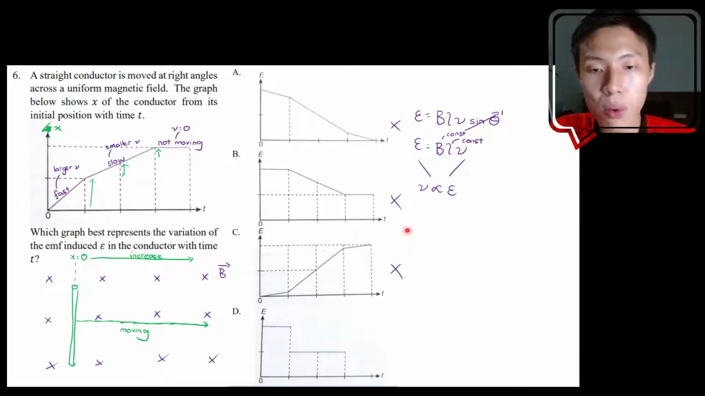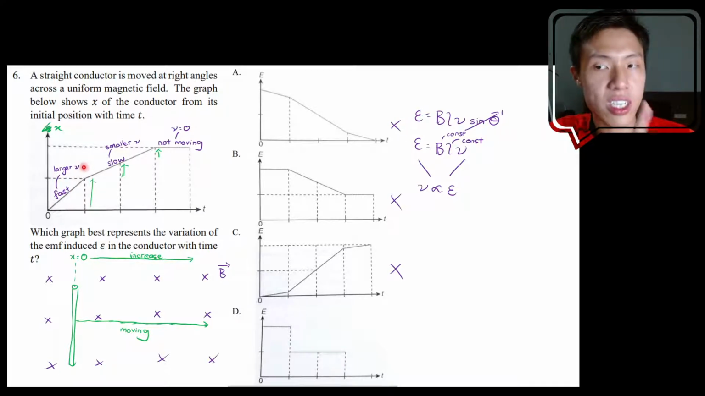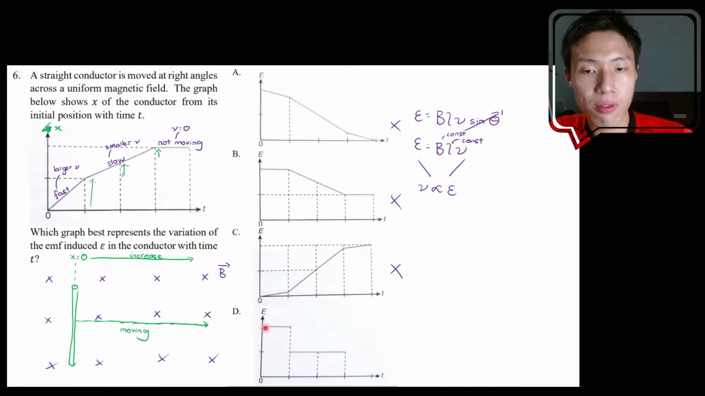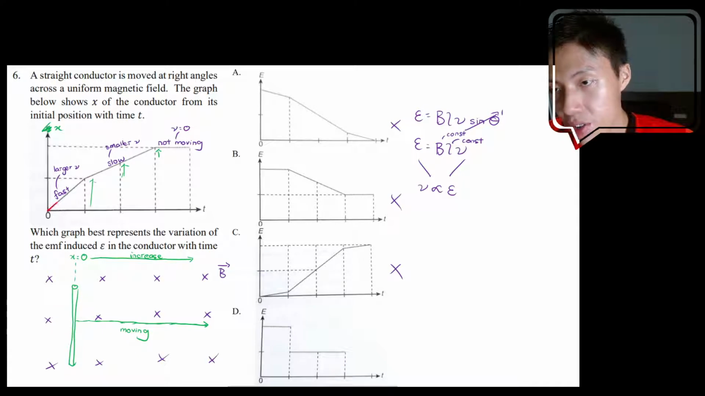Okay, I want to emphasize, why do you see a straight line over here? It's because the gradient is not changing. It's a fast moving straight conductor. It has a large V, but the V is not increasing and not decreasing. The V is a constant V. That's why the V is constant, that's why the epsilon is constant. The EMF is constant. Again, I want to emphasize, if you look at the gradient and it is not changing, that means it's a constant V.